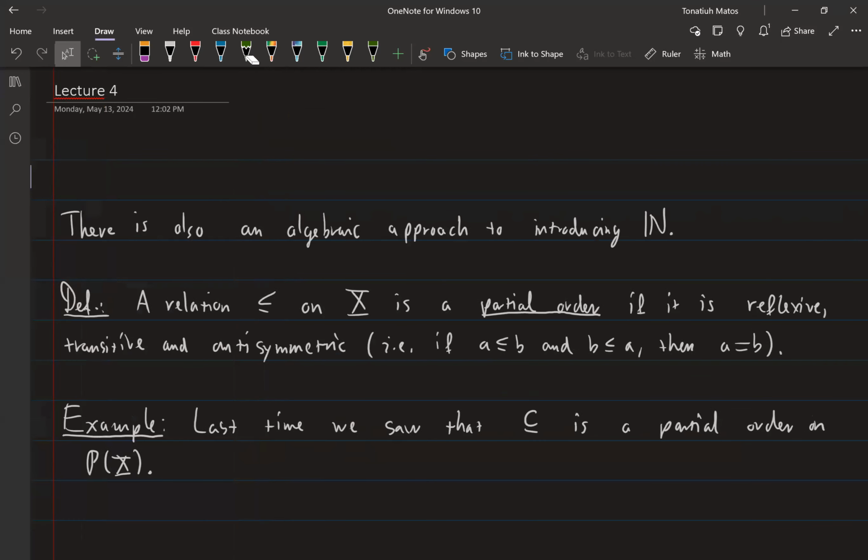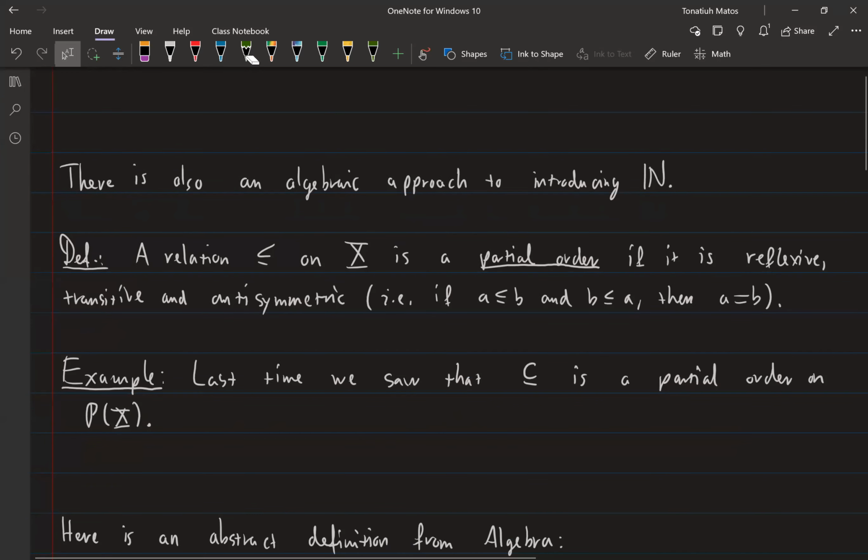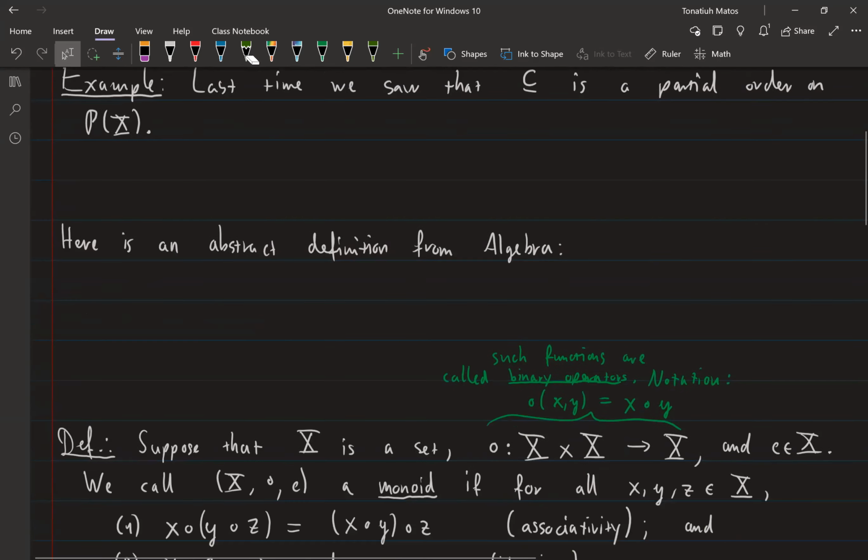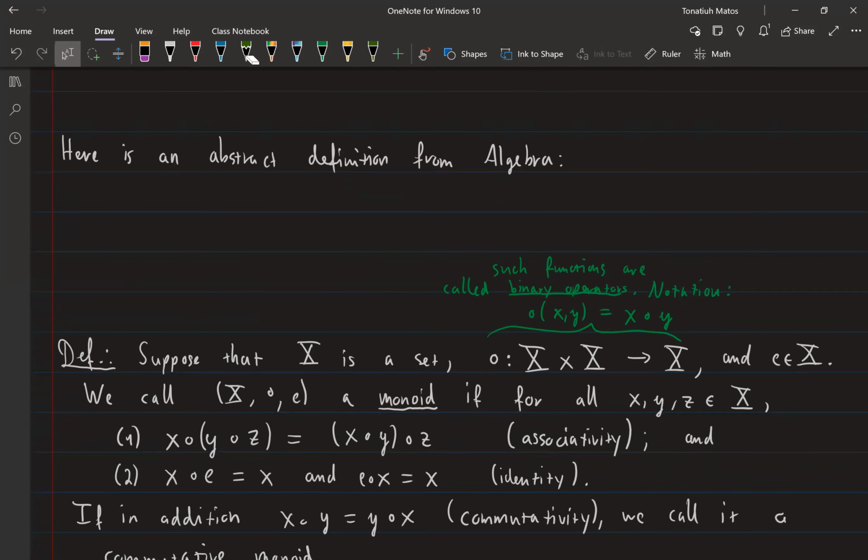One of these technical nuances that aren't really that important unless you're trying to do things from the ground up, which is not what we're doing. But yes, that's a good question. So let me give you one very abstract definition of algebra, which is called a monoid.